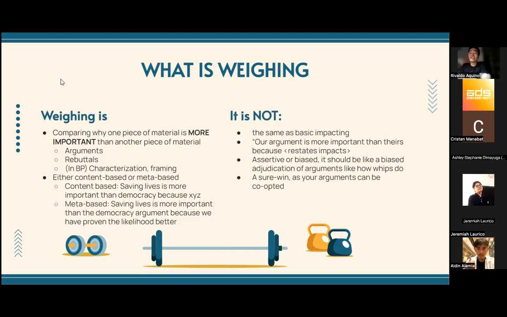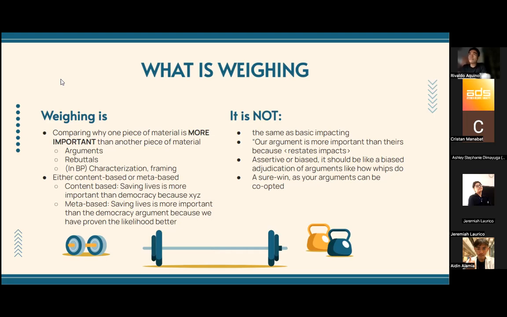A weighing is oftentimes assertive, right? So you just make an observation about your own argument, or you make a biased claim in and of itself. Like, for example, you just intuition pump people's bias as to why democracy is more important than lives. But in reality, you need to be a bit more technical about it, right?